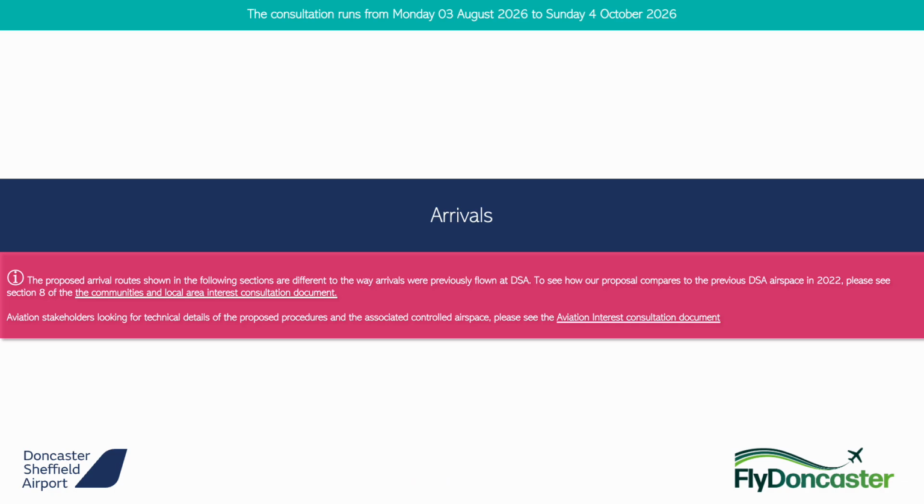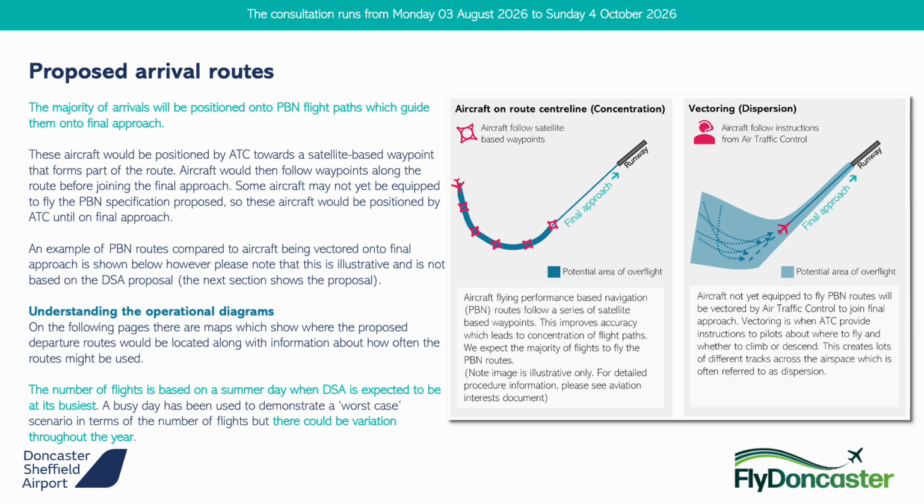We'll now talk you through the arrivals. For arrivals, we expect the majority of aircraft to be positioned onto the satellite-guided flight paths, which guide aircraft round and down onto final approach. So these aircraft will be positioned by air traffic control towards a specific point that forms part of the route. The actual full route is much longer and starts overhead the airport, but that will really only be flown in unusual circumstances, and we'll show you those flight paths in a later slide.